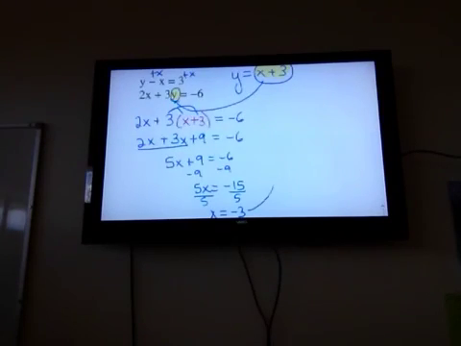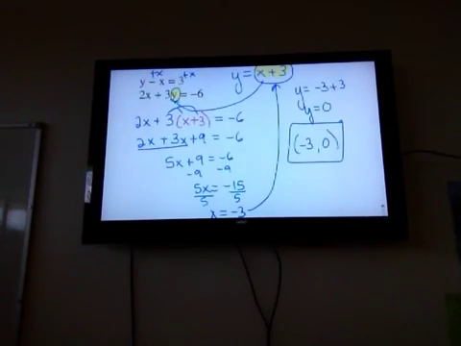And I plug back here. X is negative 3, so negative 3 plus 3, and I get 0. 0 is okay. You can have 0 for an answer. So don't be alarmed if you get 0.